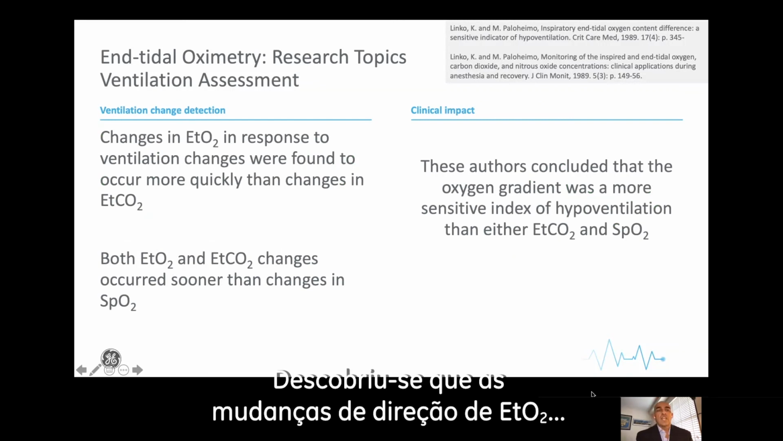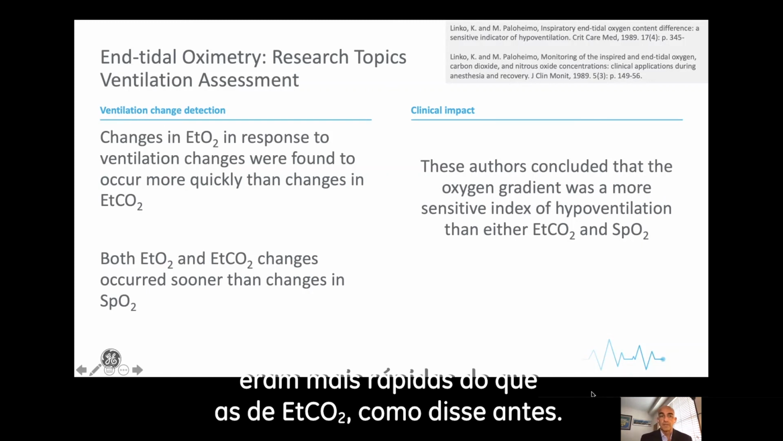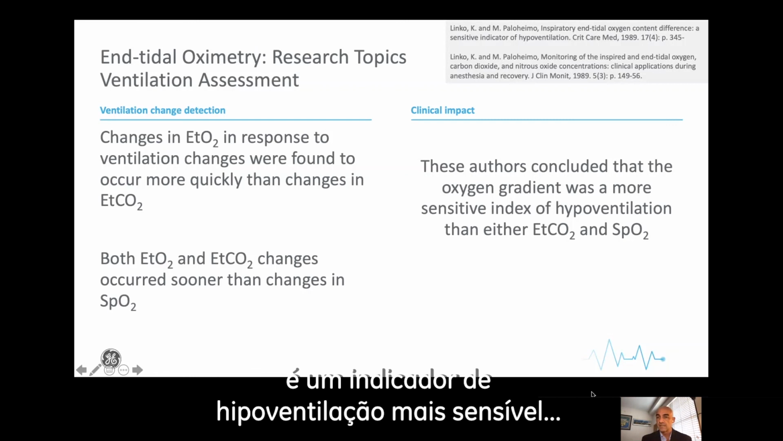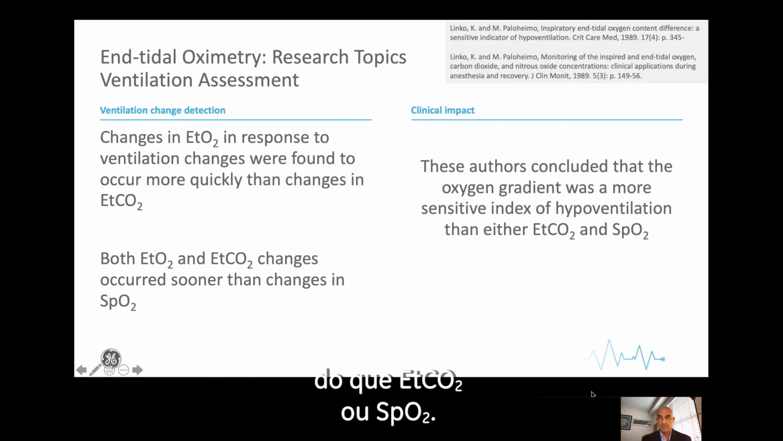With regards to the change in direction, the changes in end tidal oxygen were found to be quicker than end tidal CO2, as I said before, so the oxygen gradient was concluded to be a more sensitive indicator of hypoventilation than either end tidal CO2 or SpO2.